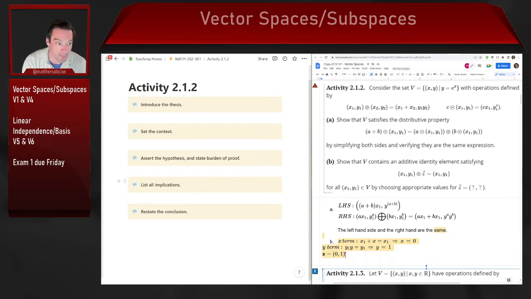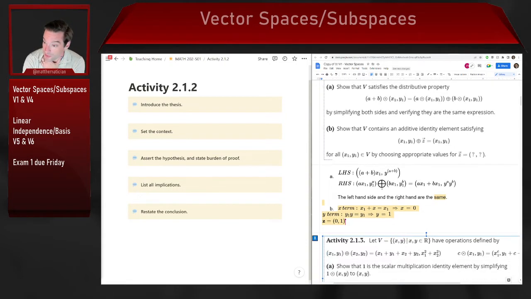With the first part of this activity, we were supposed to show that this funny looking addition and funny looking multiplication satisfies two of the properties that go along with being a vector space: the distributive property of scalar multiplication over scalar addition, and also the additive identity property. So let's talk about part B first, actually, because I think that proof is going to be a little bit shorter, and it's going to be a little bit easier for us to see the difference between the cocktail napkin version and the polished written version of this proof.